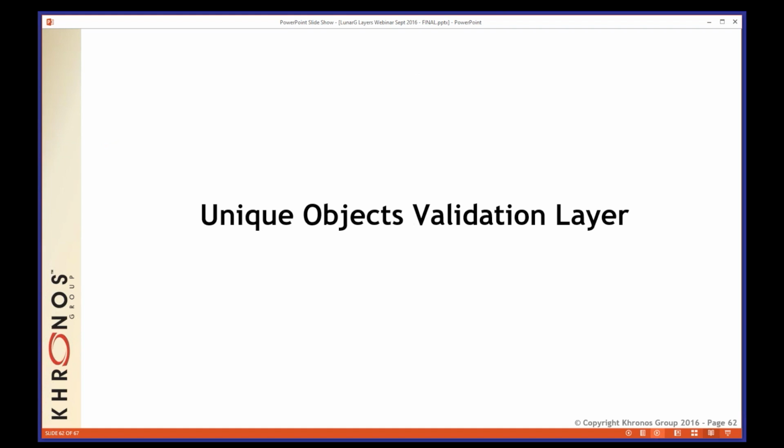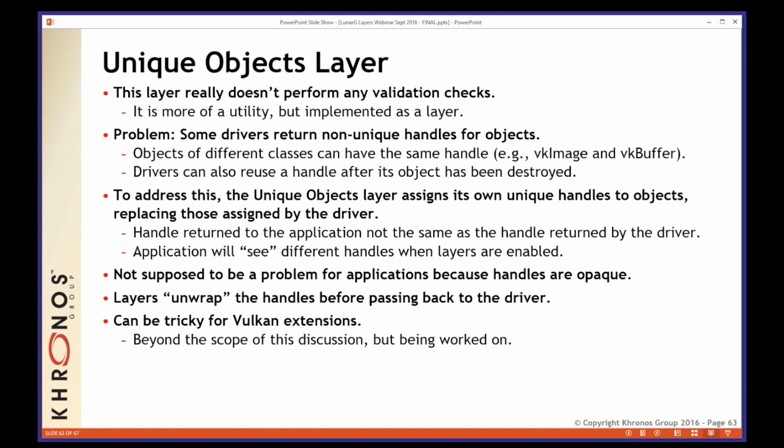Unique objects is an interesting layer. It's not really a validation layer in itself. It's more of a utility layer that does this object handle mapping, and it's really meant to solve a problem. I think we talked about this a little prior in this webinar, but just to touch on it again, there's nothing in the Vulkan spec that keeps drivers from returning the same handle for different classes of objects, like image and buffer, because they can, by their context, keep those handles separated.